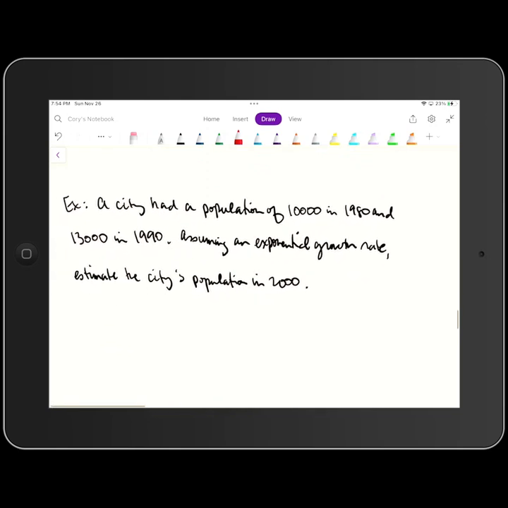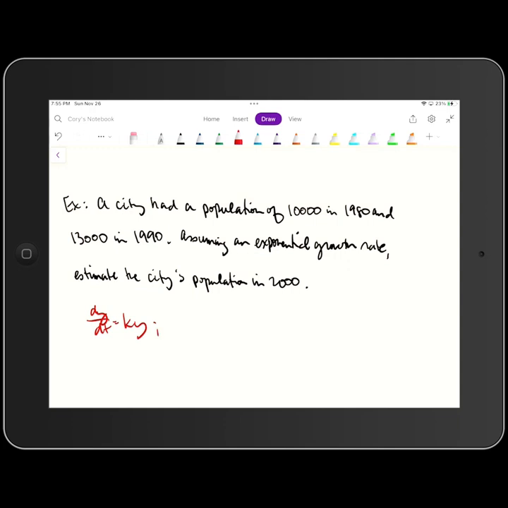The next example says a city had a population of 10,000 in 1980 and 13,000 in 1990. Then it says, assuming an exponential growth rate, estimate the city's population in 2000. So this, once again, we have dy dt is equal to k times y. Here we have two initial conditions.